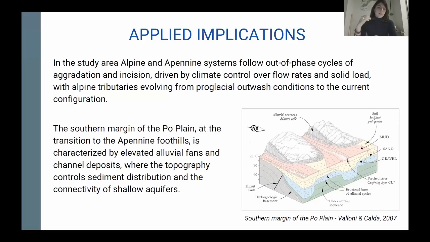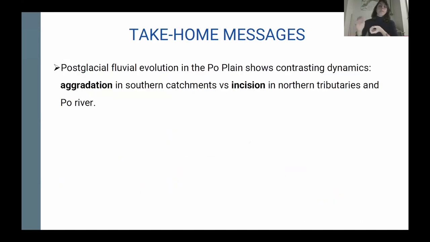So here you can see that there is another implication of my research. In fact, this can apply for the characterization of the shallow aquifers of the entire Po plain. So I want to leave here two take-home messages. The first one is, of course, that post-glacial fluvial evolution in the Po plain shows contrasting dynamics: aggradation in the southern catchments and incision in the northern tributaries, and of course, along the Po River.